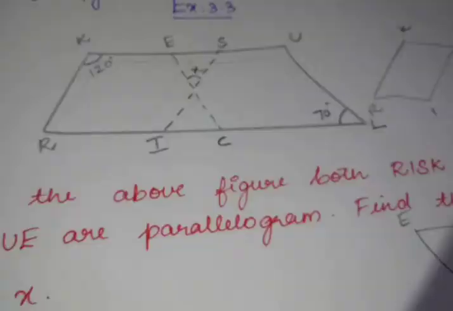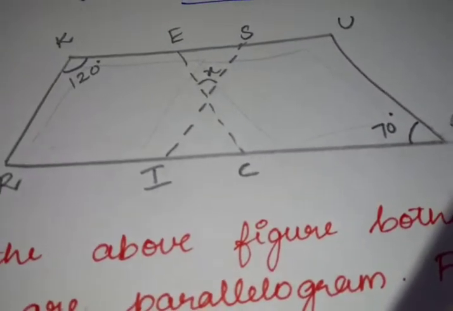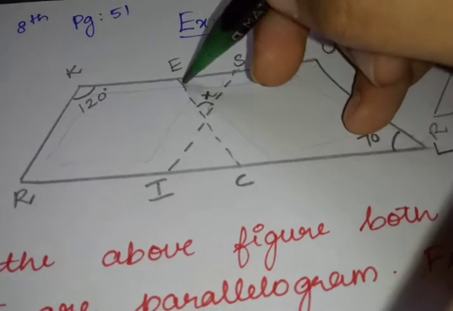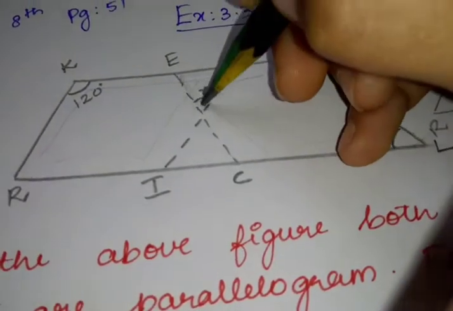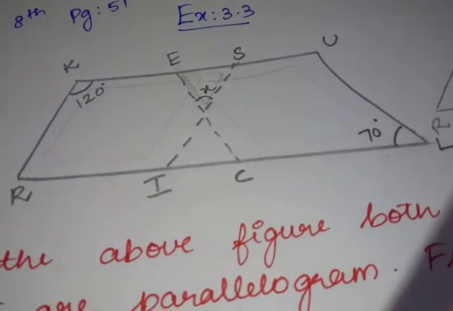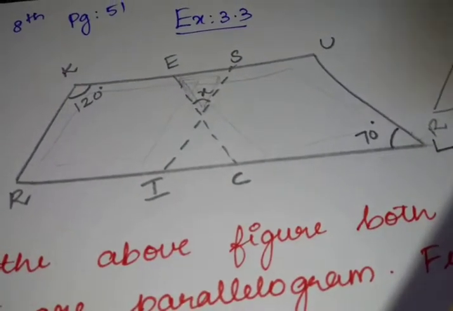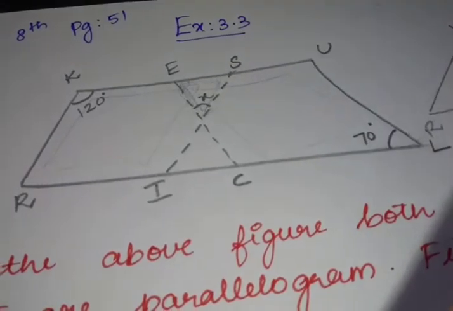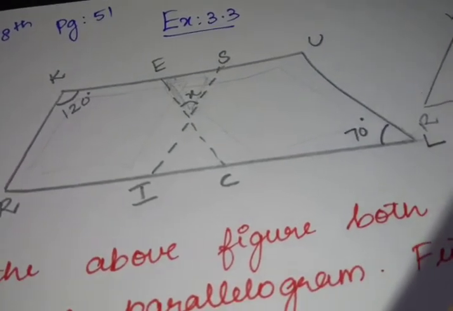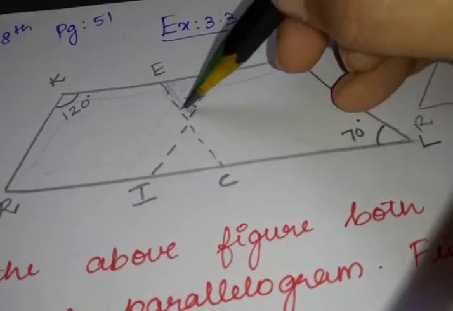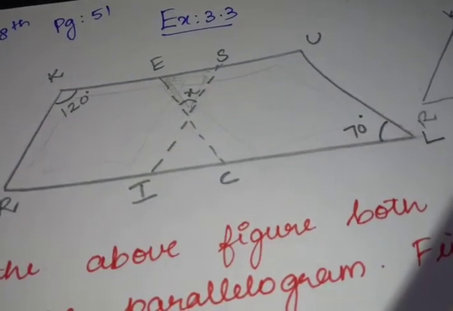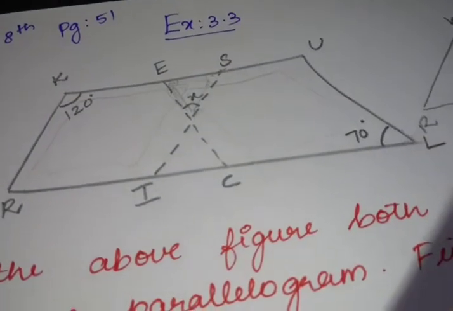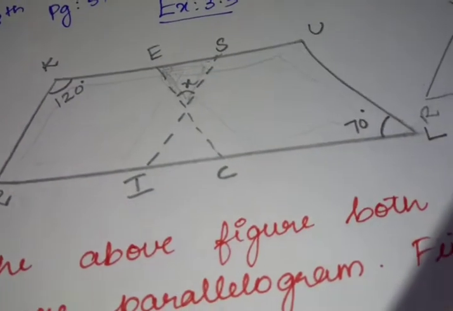So what are the possible ways to find the value of x? Actually, this x is in this small figure. Is it so? Yes. So can we consider this as one triangle? Yes. So if you find these two angles, it will be easy for us to find the angle x. Why? Sum of all the three angles of a triangle is 180 degrees. So if you find E and S, it will be easy for us to find the value of x.